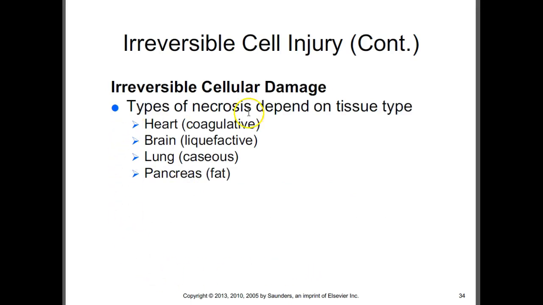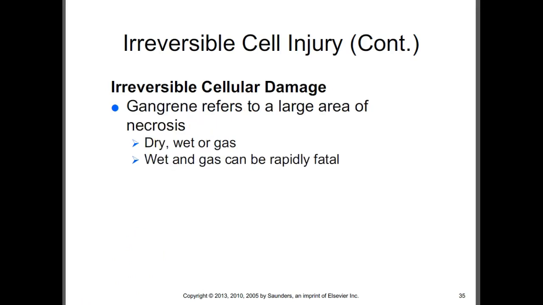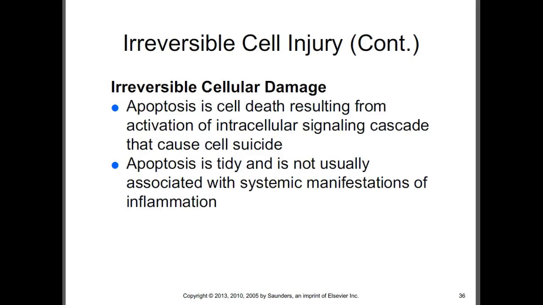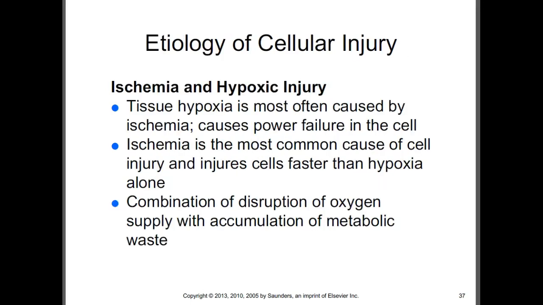All right, so types of necrosis depend on tissue type. So the heart undergoes coagulative necrosis, the brain is liquefactive necrosis, the lung is caseous necrosis, and the pancreas is fat necrosis, and you absolutely need to know that. Right, so dry, wet, or gas gangrene is a large area of necrosis. Wet and gas gangrene can be fatal very, very quickly. All right, so apoptosis is tidy and usually no inflammation is associated with it. It's basically just signaling the cascade system to initiate cell suicide.